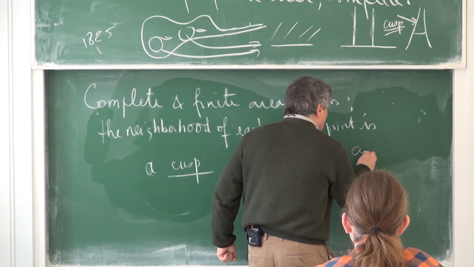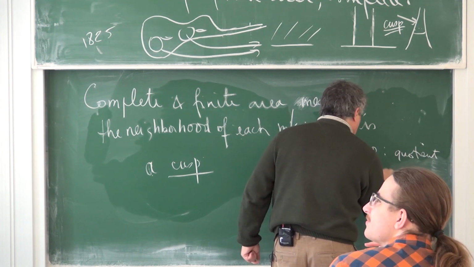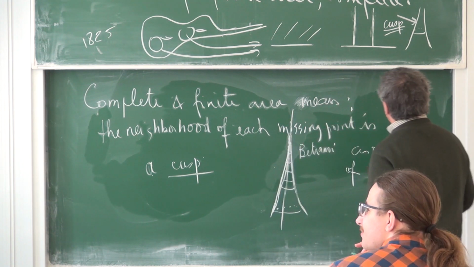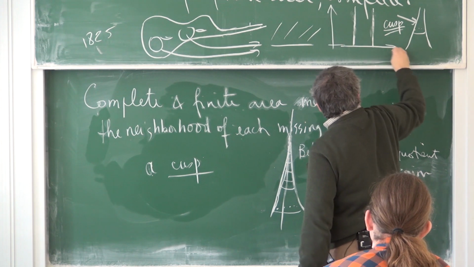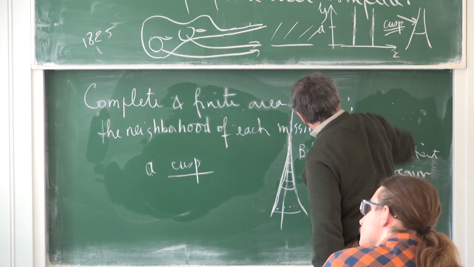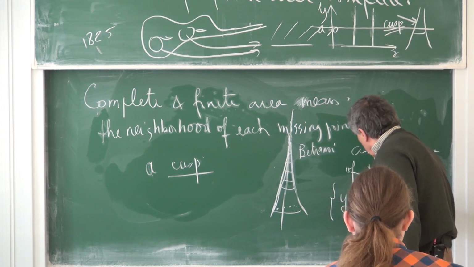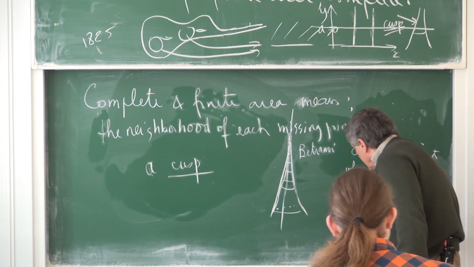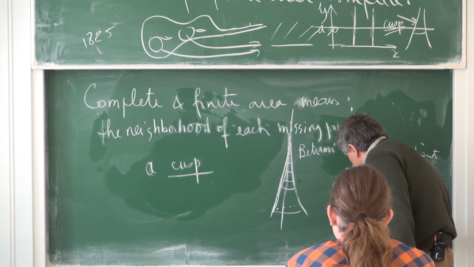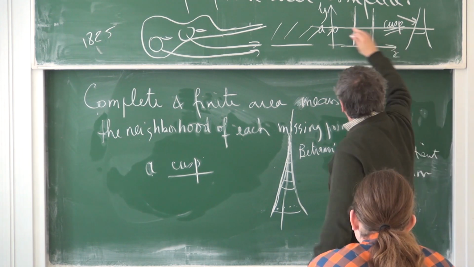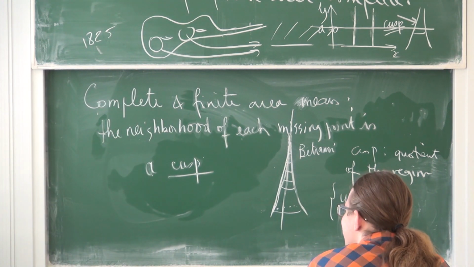So a cusp, or otherwise, a cusp is a quotient of the region, let's say, this is x, and this is y, and then I take the region y greater than a, quotient of this region by some Euclidean translation, which is also a hyperbolic isometry. So this is the setting.